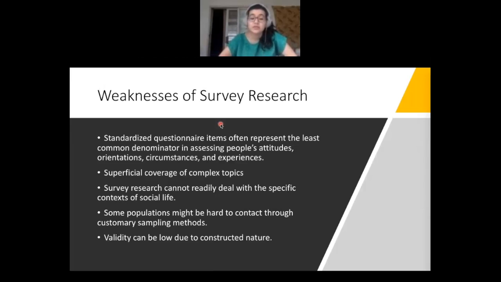And some populations could be hard to contact through customary sampling methods, so we might be getting the opinions of only a certain demographic, especially when we're doing online surveys, right? We talked about how people who do online surveys are more likely to be younger, higher educated, white, and more wealthy. And the validity can be low due to the constructed nature of the research. So when we're thinking about generalizability, if you're doing a survey on a small sample, it's hard to generalize to larger samples as well.